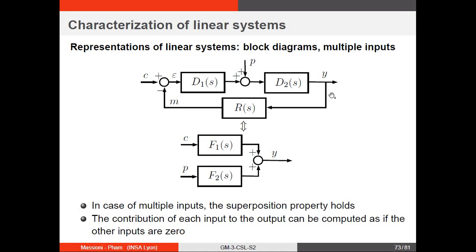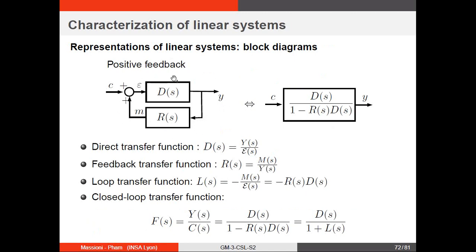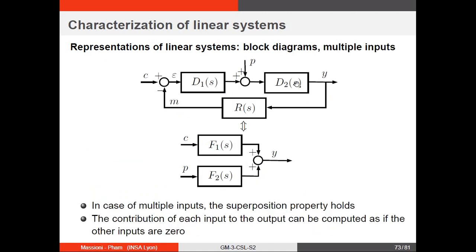And how do you compute this F1 and F2? Well, it's the same rule as you have here. So you have to identify in each case which is D and which is R. For example, in the case of p, we have a negative feedback, so the direct line is D2, and then the feedback line is R times this one. And concerning c, from c to y, the identification is more straightforward. The D is just D1 times D2, and the return is R.